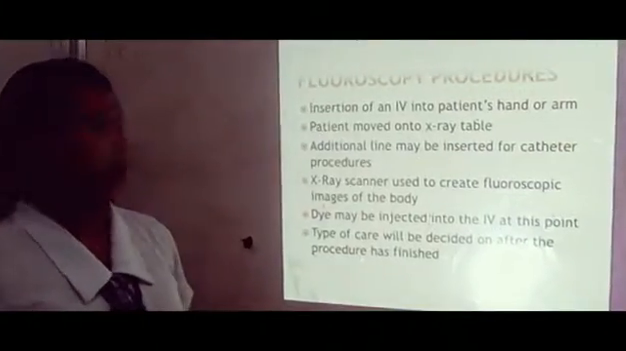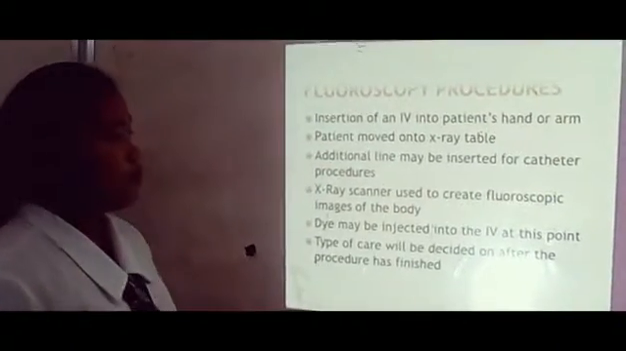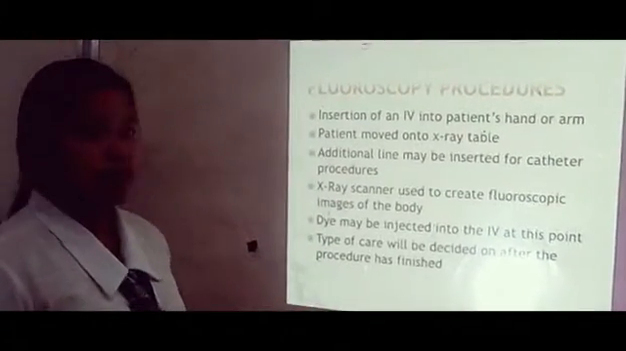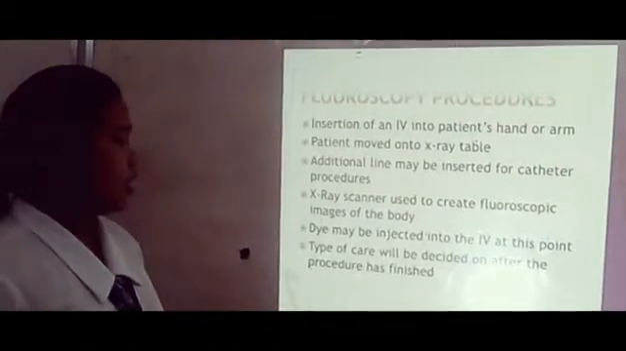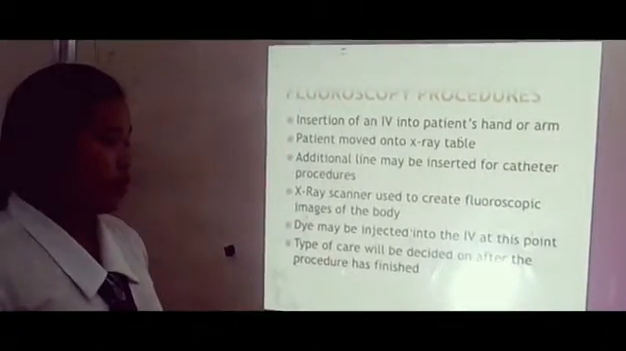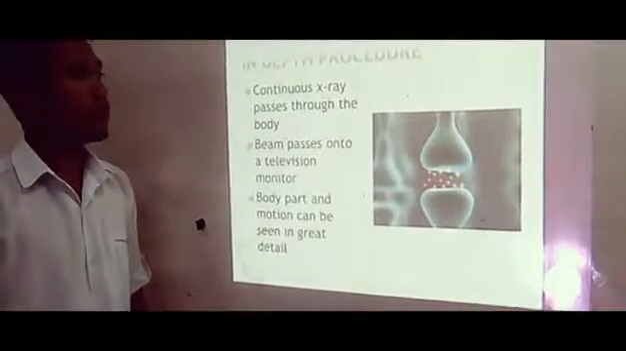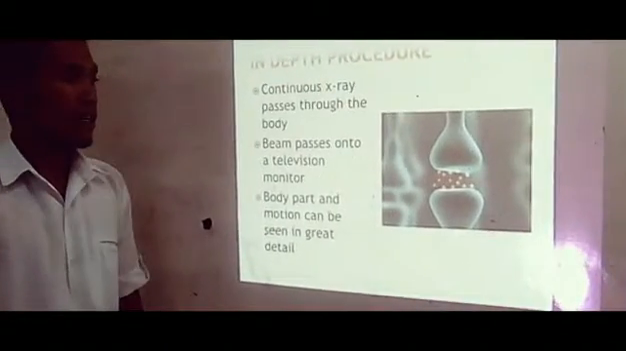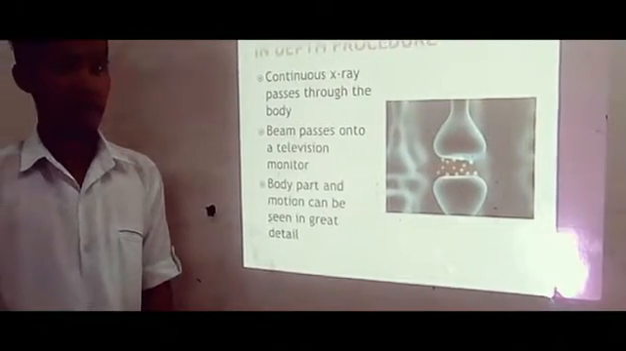Fluoroscopy procedure. Insertion of an IV into the patient's hand or arm. The patient moves onto an X-ray table. An additional line may be inserted for catheter procedures. An X-ray scanner is used to create a fluoroscopic image of the body. Dye may be injected into the IV at this point. The type of care will be decided on after the procedure has finished. During the procedure, a continuous X-ray passes through the body. Then, the beam passes onto a television monitor. Then, the body part and motion can be seen in great detail.